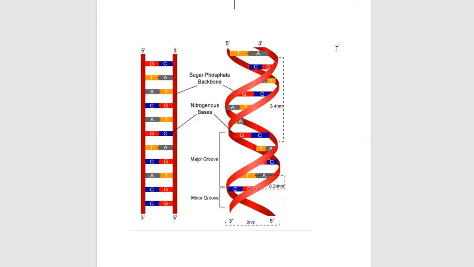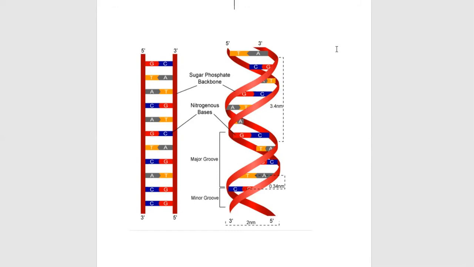Now, the sugar phosphate backbone contains the nitrogenous base, which is attached to the sugar, and it is inwards. The nitrogenous base is inwards, and this nitrogenous base is joined by hydrogen bond to its complementary nitrogenous base on the other strand. So you can see that the two strands look like a ladder where each nitrogenous base looks like the rungs of the ladder, isn't it?